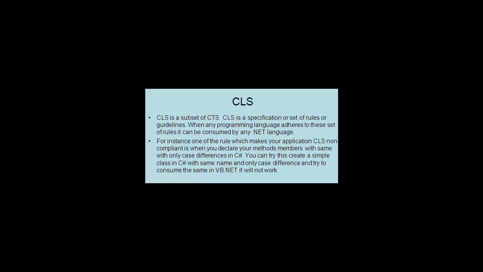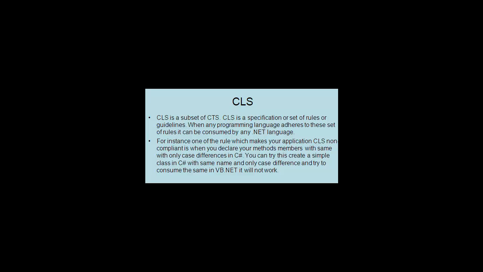The next important concept is CLS, the common language specification. CLS is a specification, a set of rules or guidelines, that when any .NET programming language follows it, ensures that the code can be consumed in any .NET compliant language. For example, let's say you have written code in C#, and you want to ensure there are no problems when VB.NET consumes this code, or when Visual FoxPro consumes this code. Then you have to ensure that you are following the common language specification.